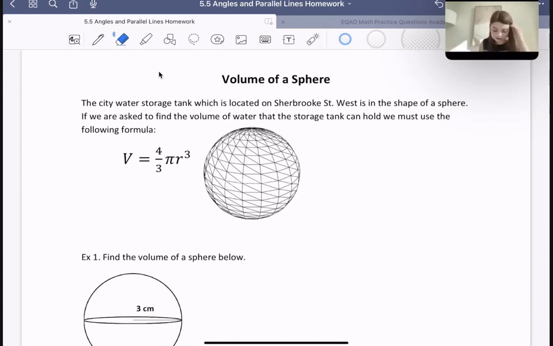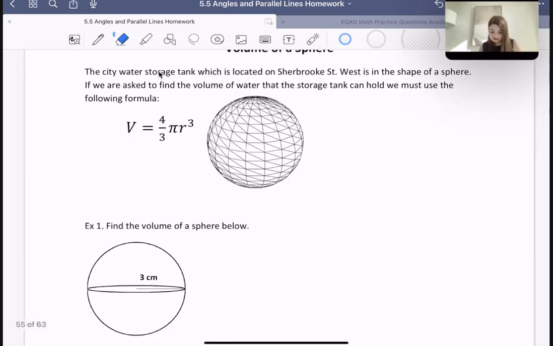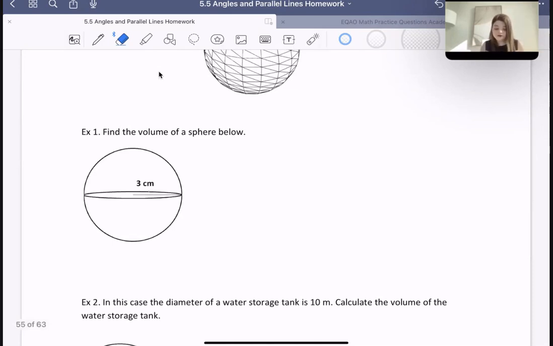So the city water storage tank, which is located at Sherbrooke Street West, is in the shape of a sphere. If we are asked to find the volume of water that the storage tank can hold, we must use the volume formula. V equals 4 over 3 pi r cubed. Okay, so the volume formula, this is very important, is 4 over 3 pi r cubed. So let's use that to find the volume of the sphere below.